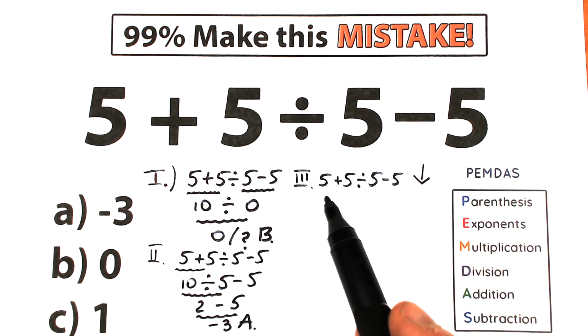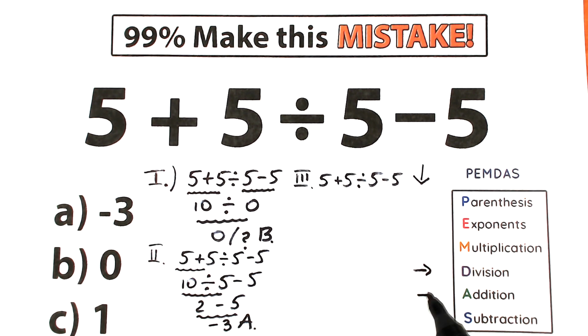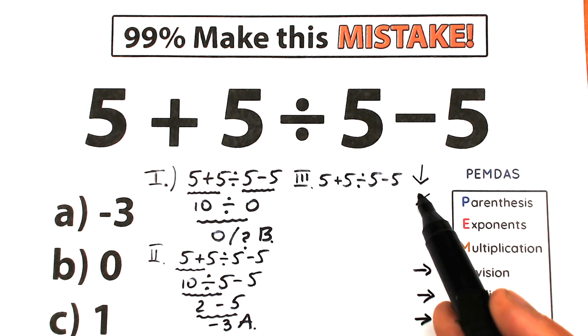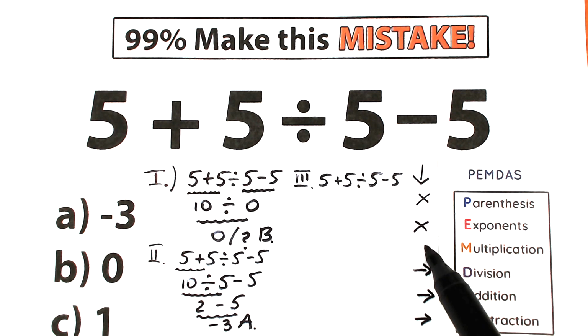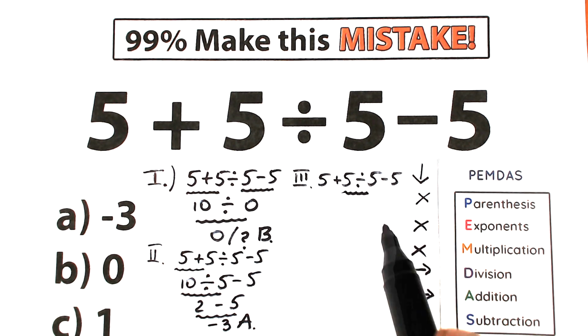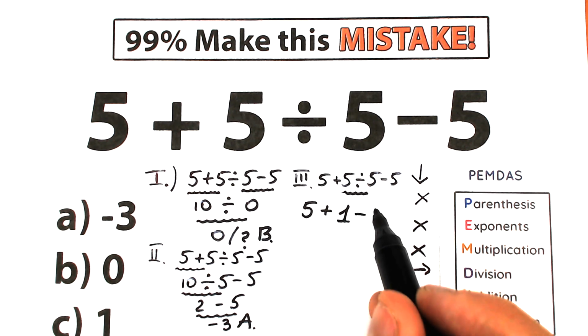Right now let's scan what elements we have in our challenge: addition, division, and subtraction. As I said before, it works from the top to the bottom, so parentheses have the highest priority and subtraction the lowest. We don't have parentheses, exponents, or multiplication. So we have only division, addition and subtraction, and division is our first step because it has higher priority than addition and subtraction. So we divide 5 by 5 first, which gives us 1. We have 5 + 1 − 5.